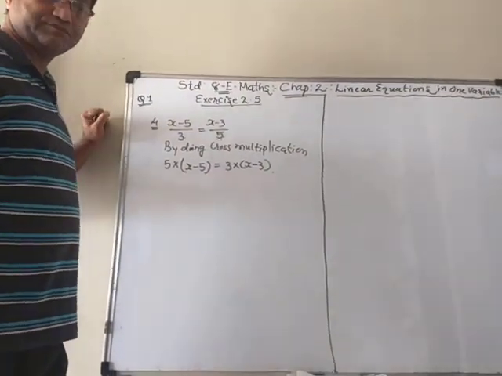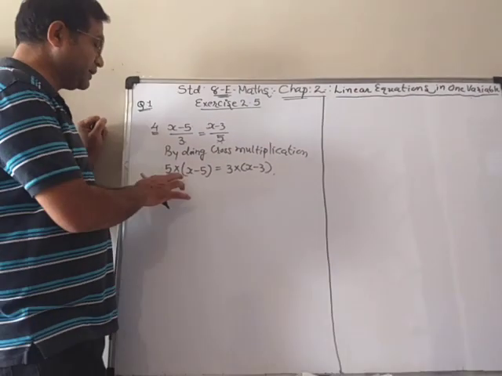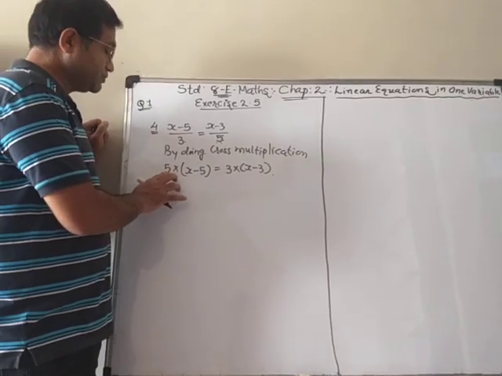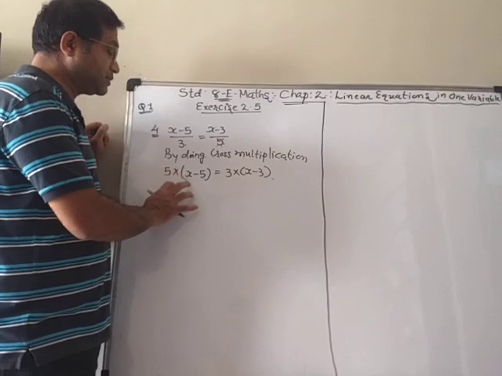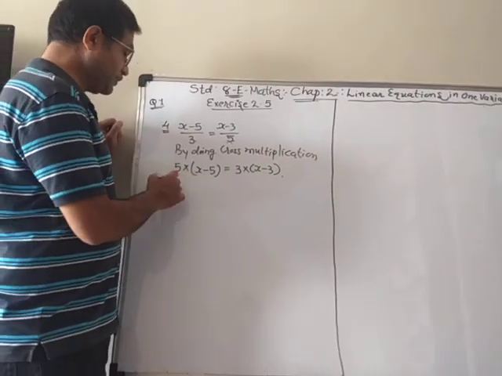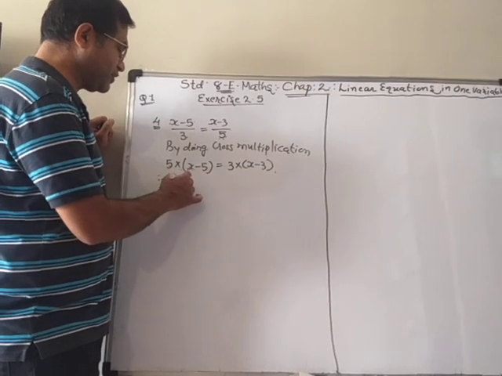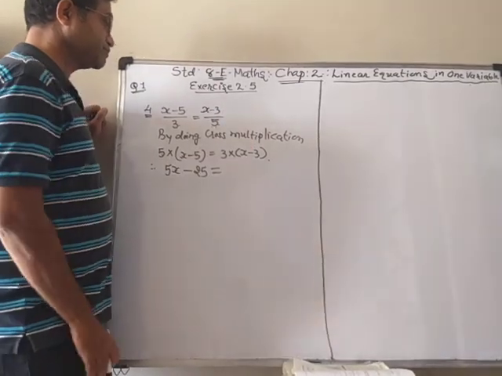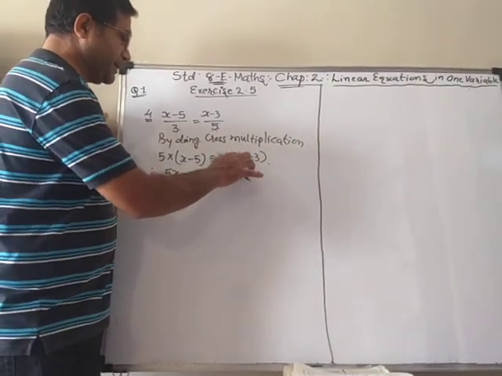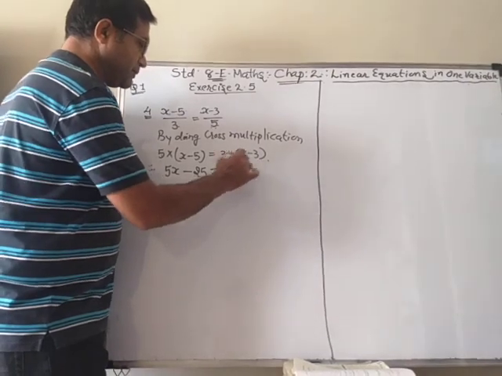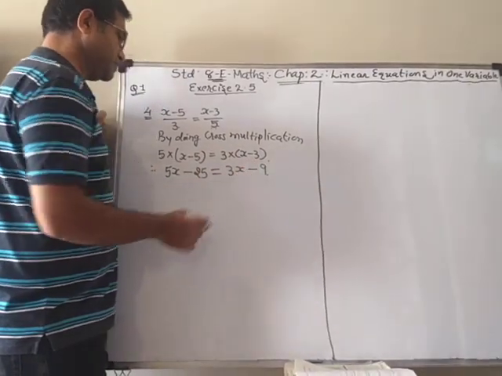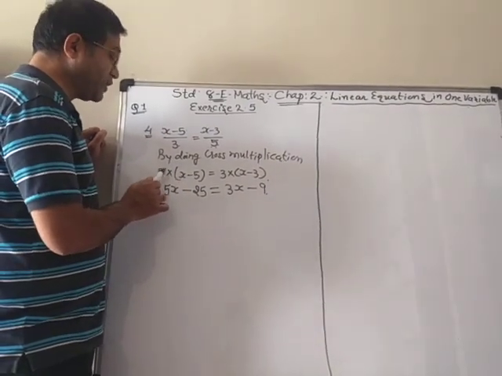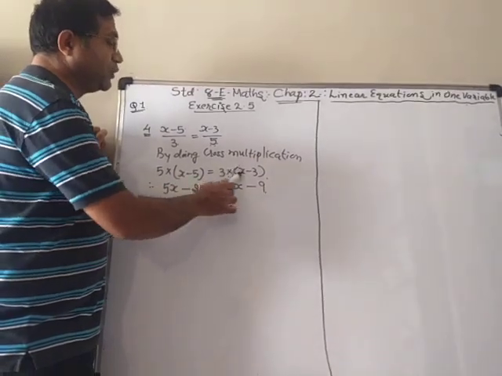Now we learned the distributive property that when there is a multiplication sign outside, and inside there is either plus or minus, the number outside will be multiplied with both of them. Therefore, here 5 will be multiplied with x, means 5x minus 5 5s are 25. Similarly, 3 multiplied by x means 3x minus 3 3s are 9.